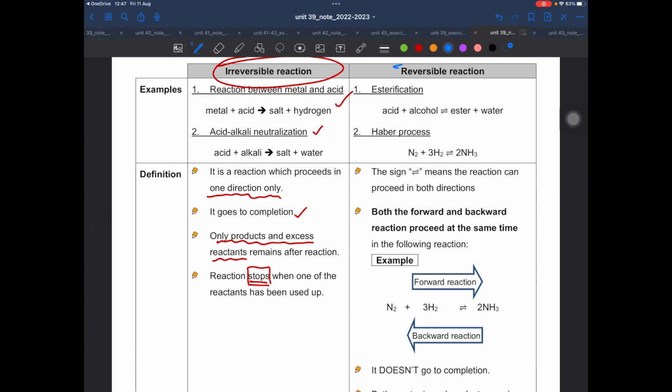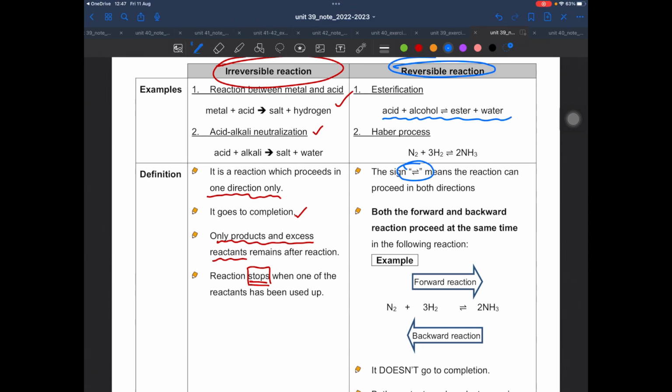So what about the second one, reversible reaction? Now, for reversible reaction, we have a typical sign, this double arrow. That means the reaction can proceed in both ways. That means reactant can become product, but at the same time, product can turn back into reactant. It sounds weird, right? So let's see.